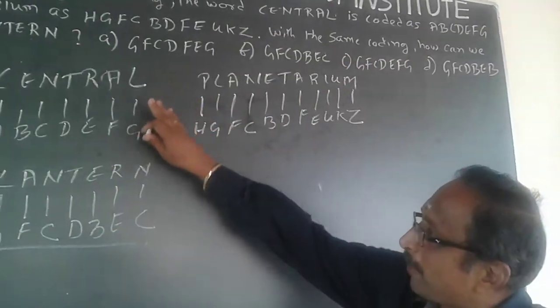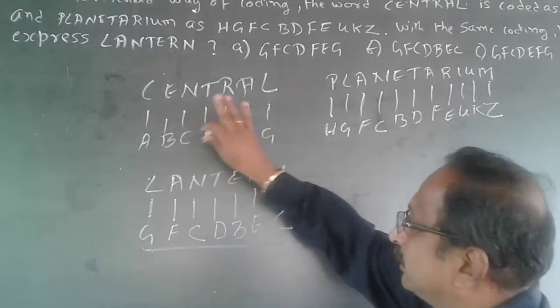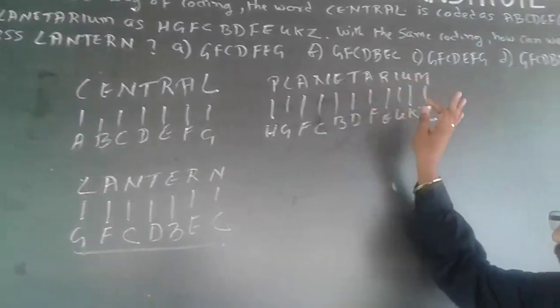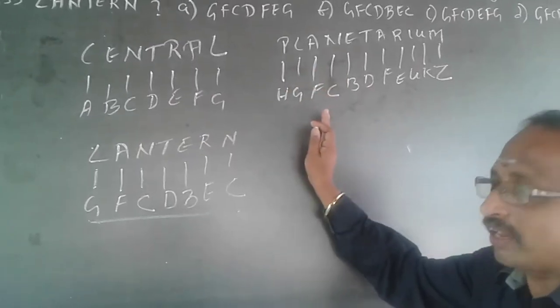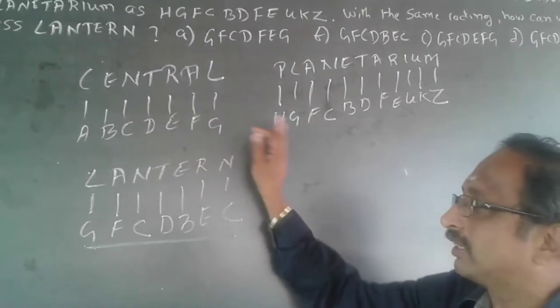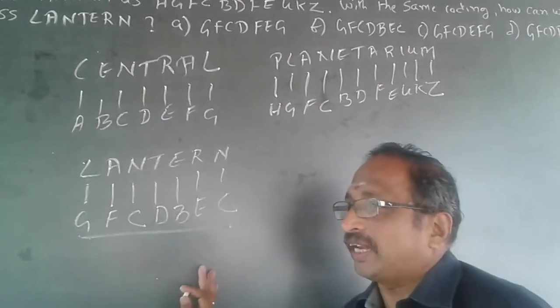So you will have to map it like this. First you map one word, then see whether the same thing is happening in the second word. If A is F here, if A is also F here, then you don't have to do anything else. Map it like this and find out what is lantern.